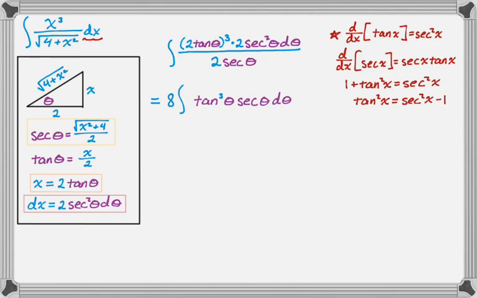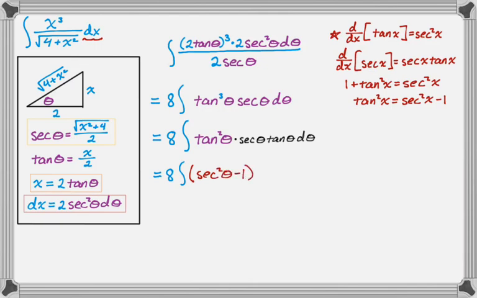I'm going to break this up. So it's going to be 8, the integral of, I'm going to take tan squared, I'm going to save one of the tangents, so then I have secant tan, and then d theta. I'm going to replace the tangent squared with secant squared minus 1. So this is all coming from the stuff on the right. And then I still have secant theta, tan theta, d theta.